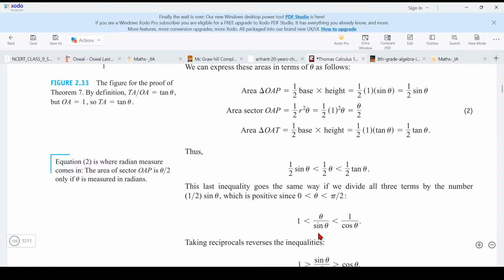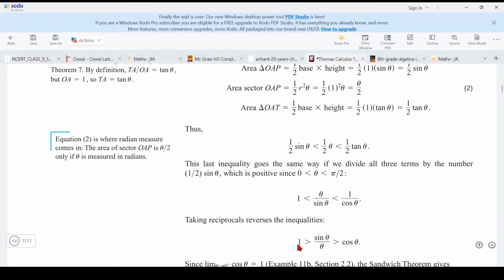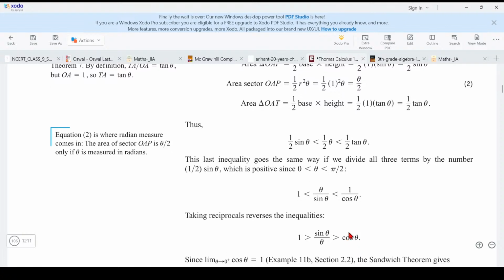1 is less than theta by sine theta, which is less than tan theta by sine theta, which is becoming 1 by cos theta. Now, if we invert this, what will this become? 1 is greater than sin theta by theta, which is greater than cos theta. Agreed? When theta tends to 0, cos theta tends to 1.